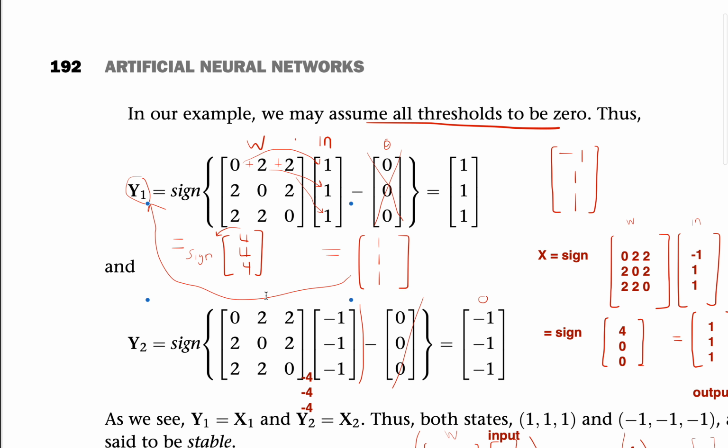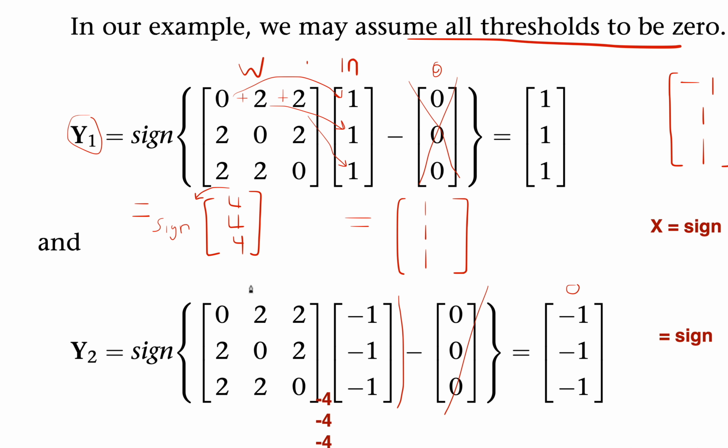Okay, so the formula untuk test kan ada sign dalam bracket, weight times with input. So dekat sini kita pakai input y2. Okay, so input weight still pakai weight yang sama yang kita dah calculate dalam step 1. So 0 2 2, 2 0 2, 2 2 0 times with negative 1, negative 1, negative 1. Okay, 0 times with negative 1, 0. So plus with 2 times with negative 1 we will get negative 2. Then plus with 2 times with negative 1 we will get negative 2.